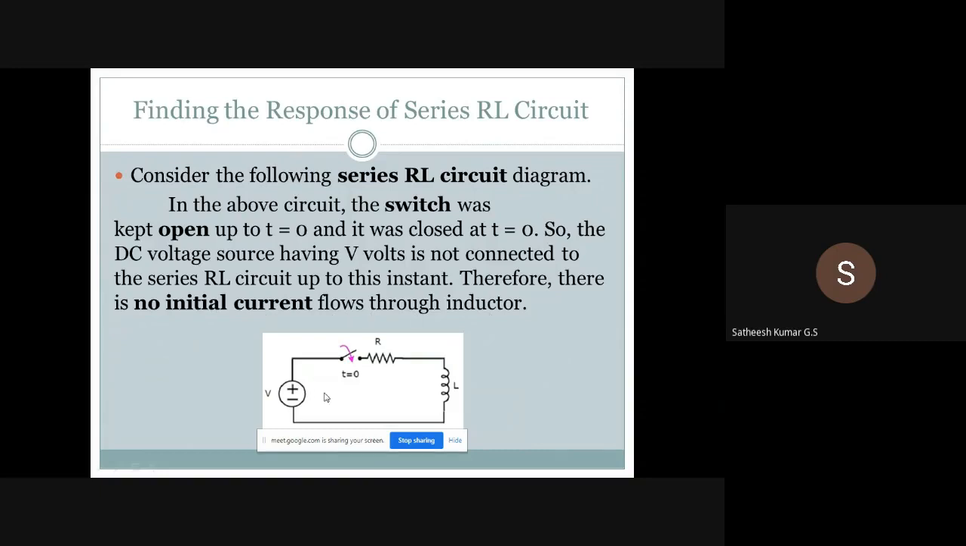So this is the initial condition, at t equal to 0. The resistance, inductor and voltage source are connected in series. Okay, this is a series circuit, the switch is open, so there is no current flowing through the circuit.